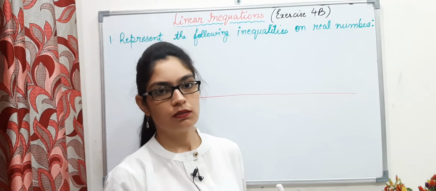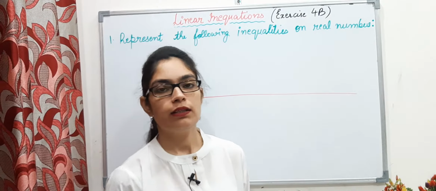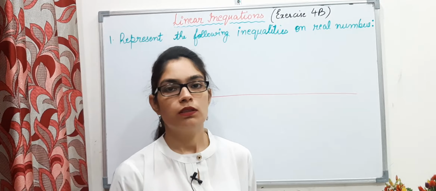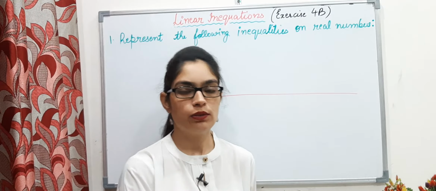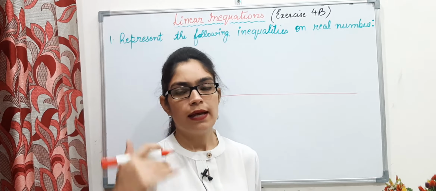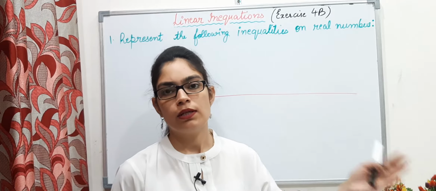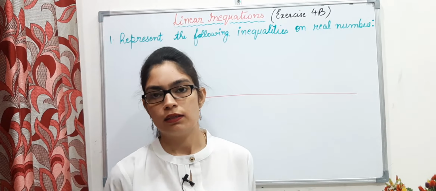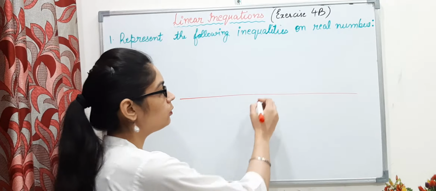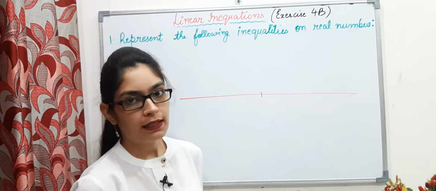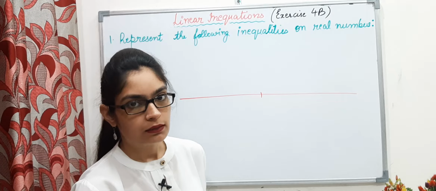Real numbers can be any number. An integer is also a real number, 0 and all the whole numbers are also real numbers, and all the natural numbers are also real numbers. Any number, whether it is an integer, whole number, natural number, or rational number, is a real number. So, those real numbers can be represented on number lines.